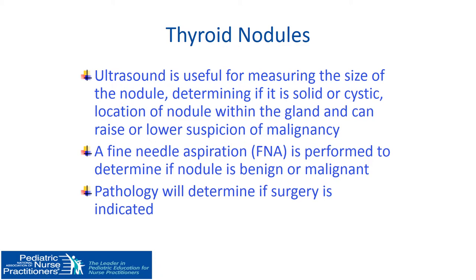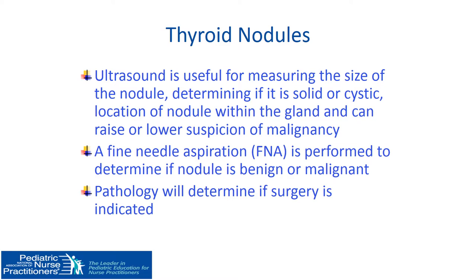Ultrasound is useful in thyroid, as you can see through my whole speak, in identifying thyroid nodules and looking at the thyroid gland in general. It'll tell you the size of the nodules. It'll determine if it's solid, cystic, the location of the nodule. It'll tell you if there's vascularity in those nodules. It can look at the lymph nodes around the thyroid gland to see if any of those are enlarged as well. And then based on that information, we can determine if it's suspicious for malignancy or something concerning, or more likely a benign lesion.